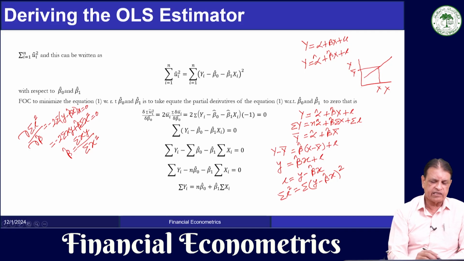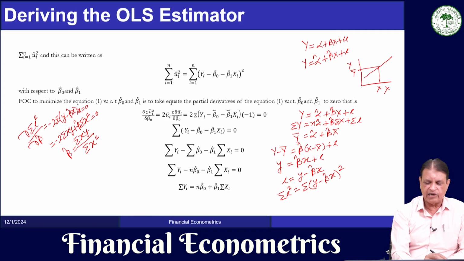Now you must differentiate between the small y and capital Y, and small x and capital X. While capital Y and X are the actual values of y and x, the small y and small x are expressed in deviation form. So there is a difference between small x and capital X. Here all the values of x and y are expressed in deviation form. This is a very simple formula for calculating beta hat.